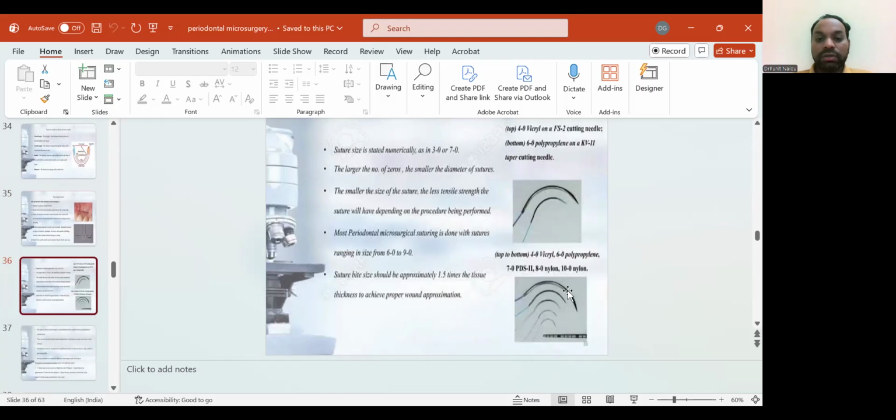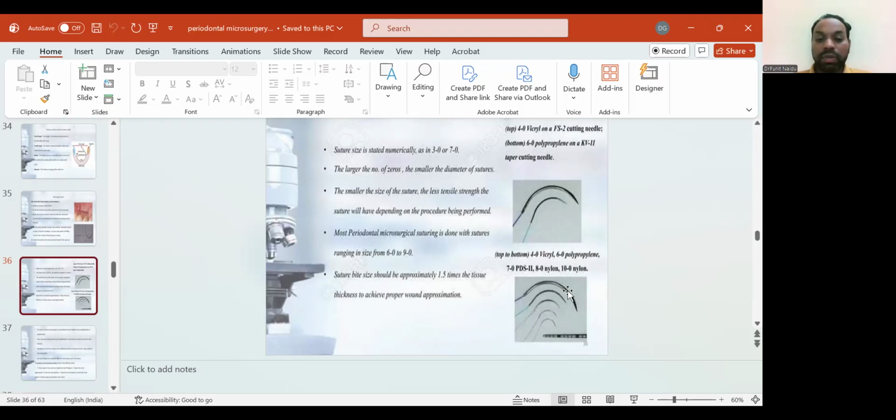Suture size is stated numerically, as in 3-0 or 7-0. The larger the number of zeros, the smaller the diameter of the suture. The smaller the size of the suture, the less tensile strength the suture will have, depending on the procedure being performed. Most periodontal microsurgical suturing is done with sutures ranging from 6-0 to 9-0.